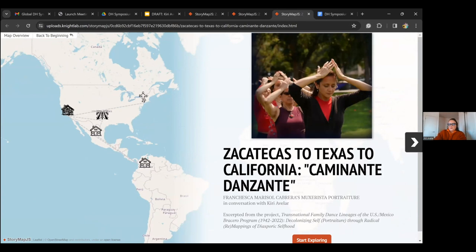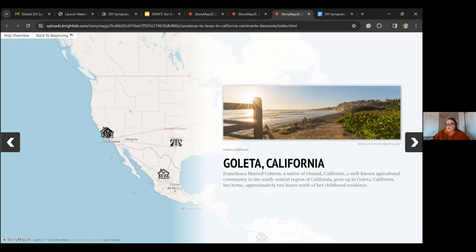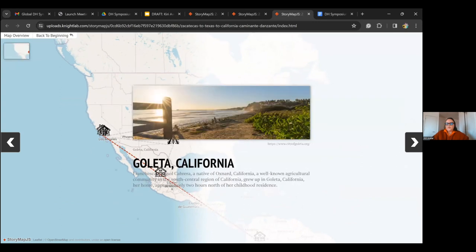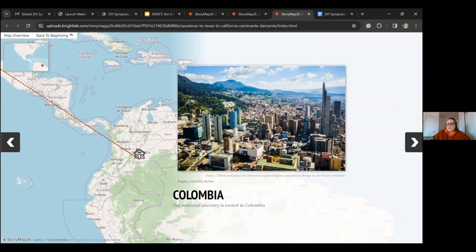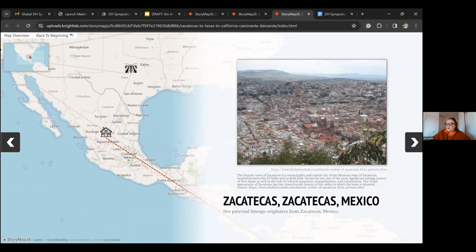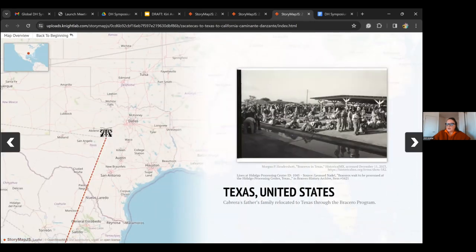Francesca Marisol Cabrera has extensive family ties to Oxnard, California, a well-known agricultural community in the South Central region of California. She grew up in Goleta, California, approximately 2 hours north. Her maternal ancestry is rooted in Colombia, while her paternal lineage originates from Zacatecas, Mexico. Her father's family relocated to Texas through the Bracero program and eventually settled in Oxnard, California.